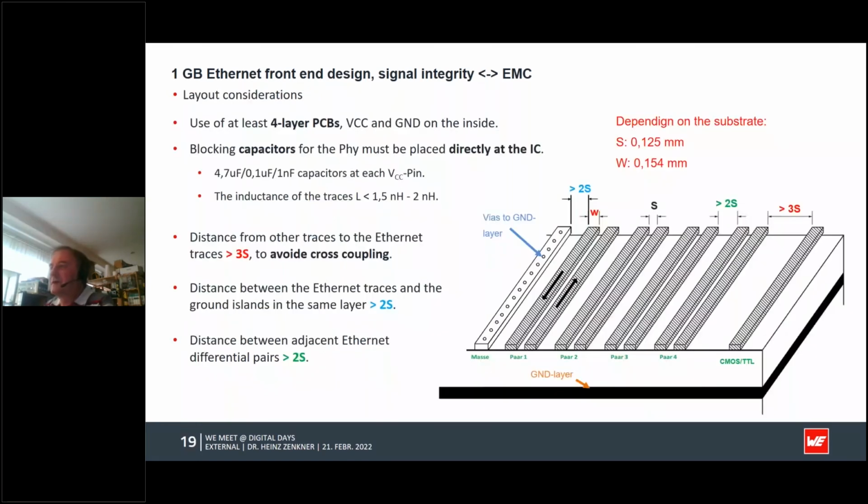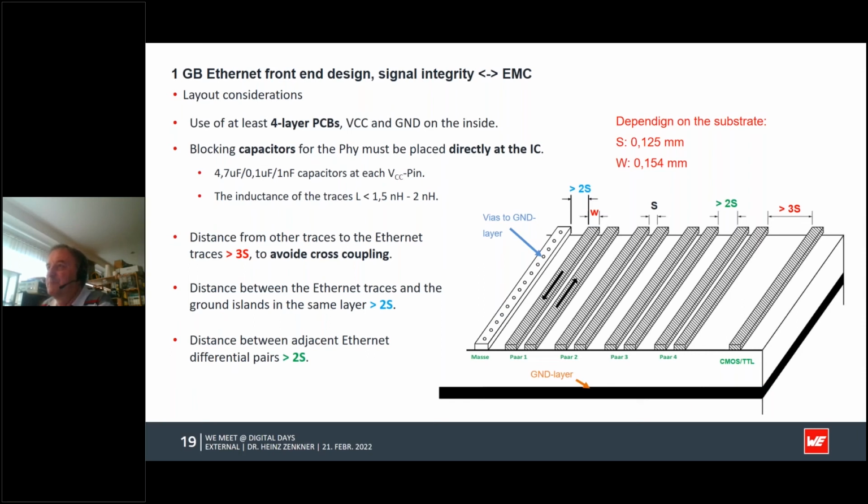Here, I just want to give you a short overview of how to do these symmetric traces. These are again the 4 channels of our gigabit Ethernet transmission from the PHY to the transformer, from the transformer to the connector here.